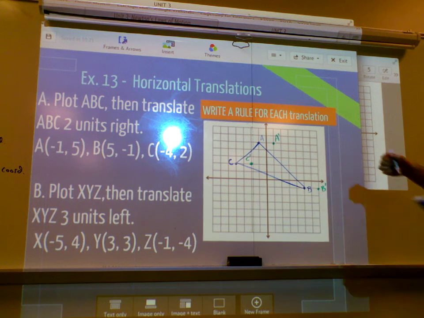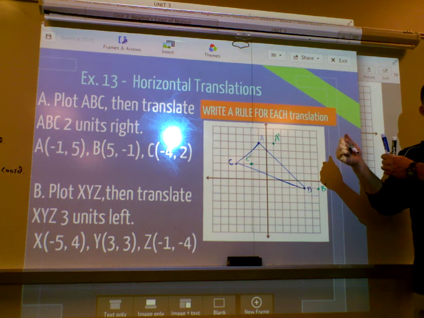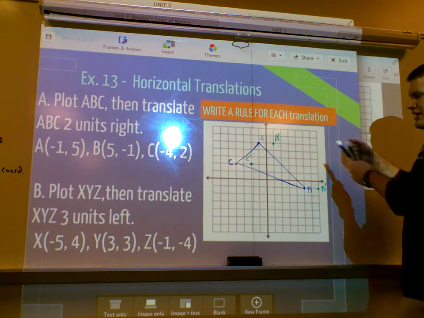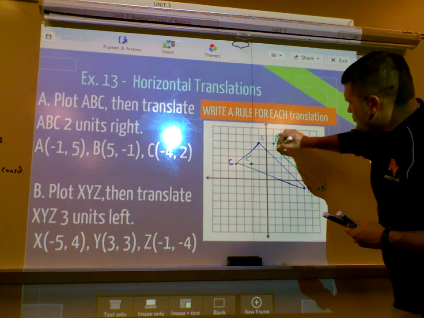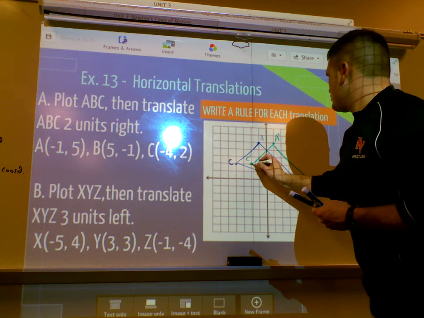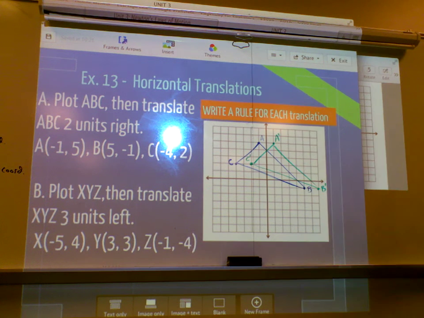So I took the figure, I didn't change which way the vertices are pointing. I just grabbed it and I slid it to produce that figure, right? Still identical, I just moved it a little bit, right? That's one way we can think about it.